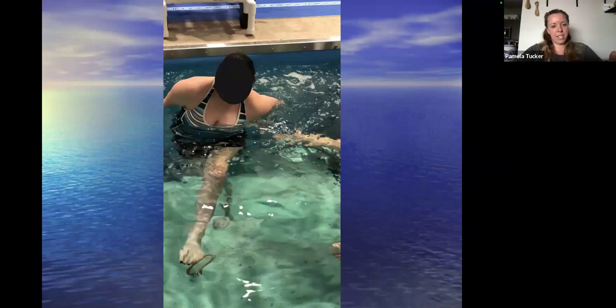As you can see here, this is a sample of an exercise where she's balancing on one leg while trying to get the ring with her other foot. And you can see it's challenging. Her weight is shifted over, but she's still able to stay upright because of the viscosity of the water.